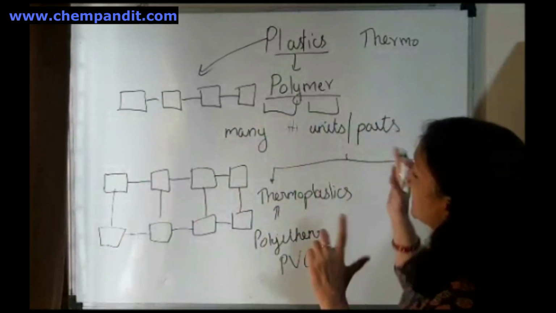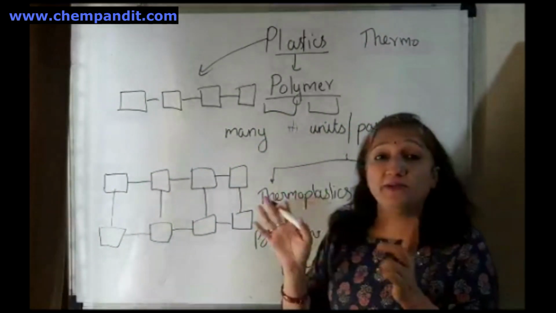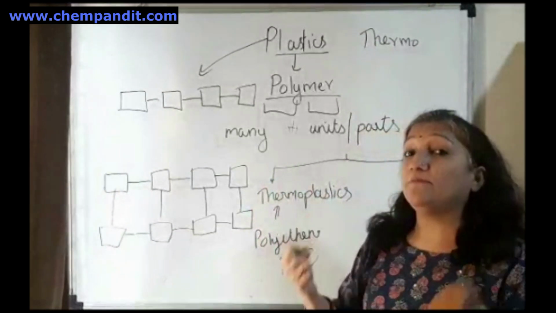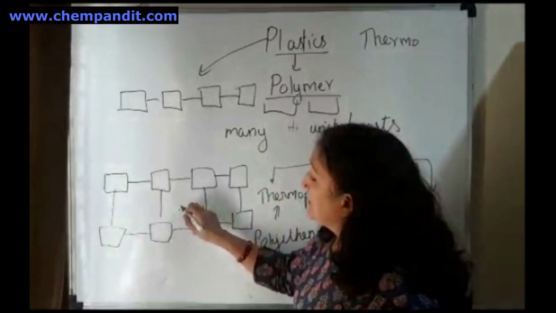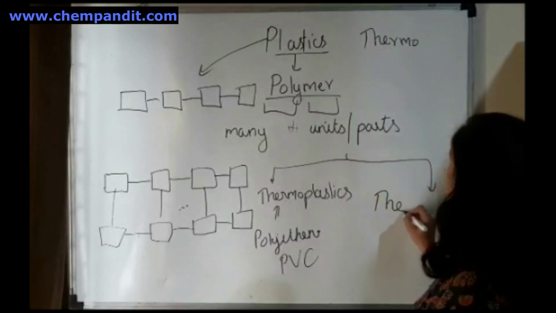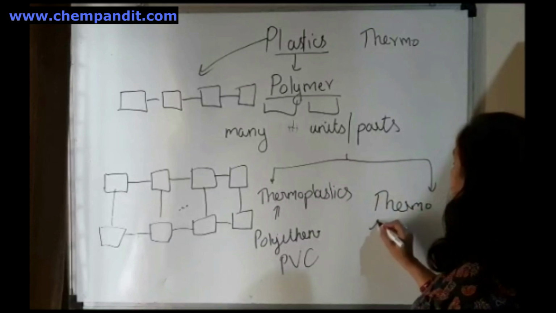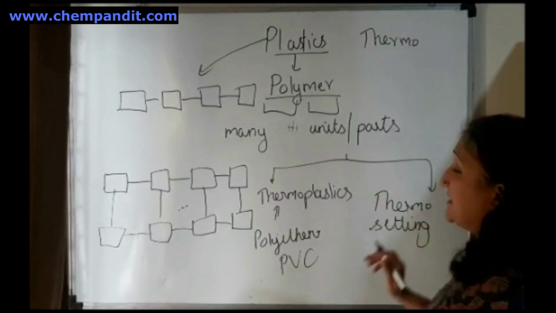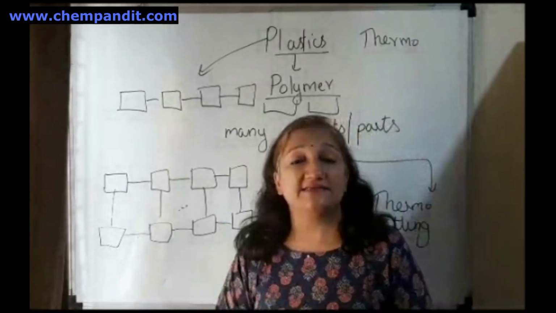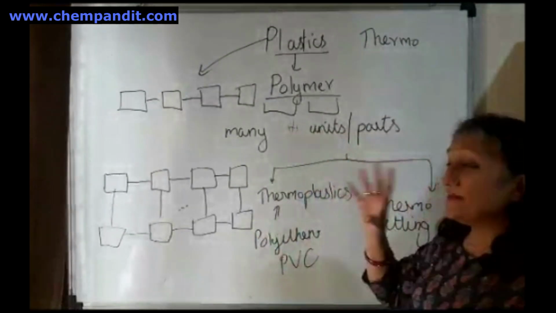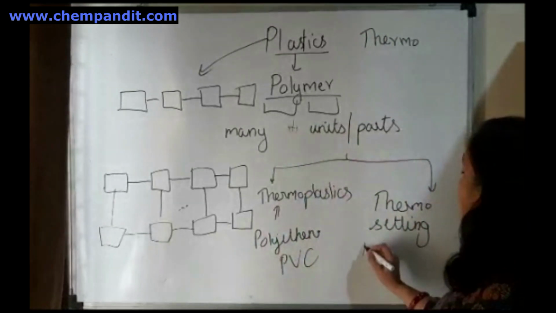Then the other plastics, that cannot be deformed on heating and cannot be bent and that have a cross-linked structure, are known as thermosetting polymers. Thermosetting plastics, to be precise. Thermosetting plastics. Now the best example of thermosetting plastics is bakelite.